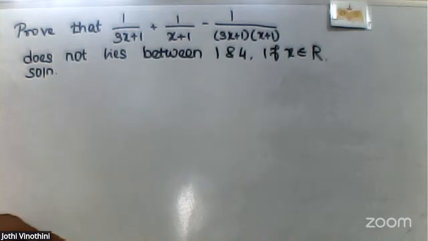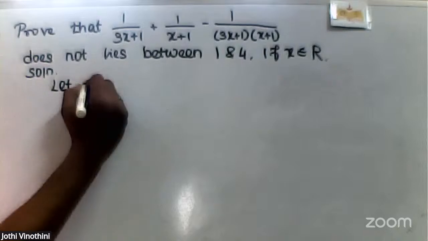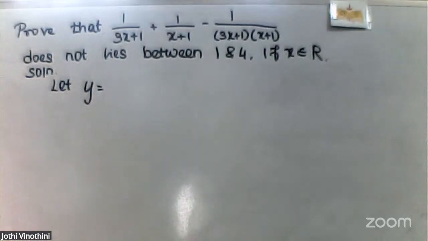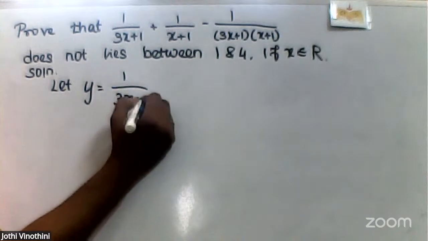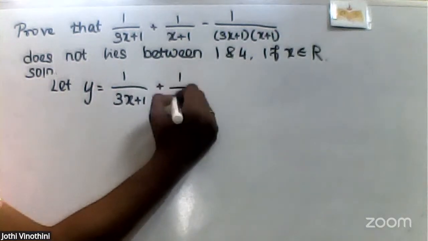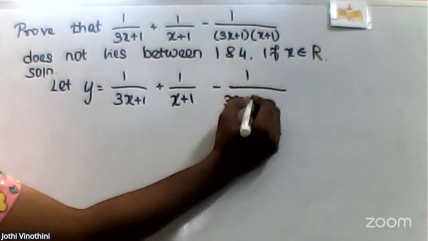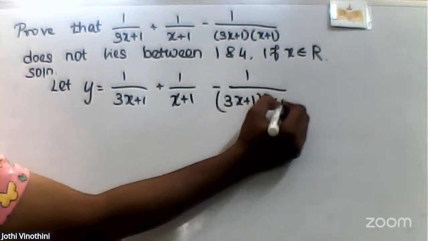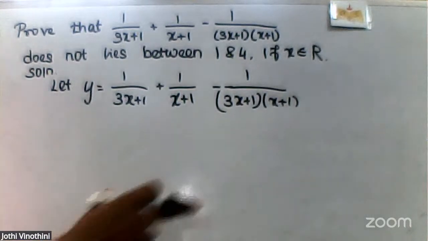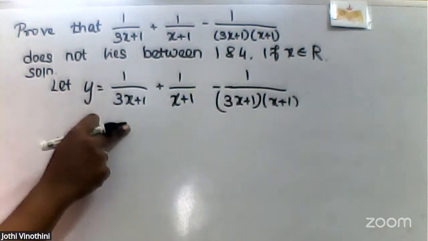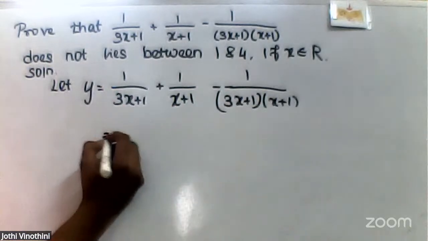Okay. So what's the first thing? While solving the sum, we are going to assume y equals the entire term. So what is the term? 1 divided by 3x plus 1 plus 1 divided by x plus 1 minus 1 divided by (3x plus 1) multiplied by (x plus 1). Right. So I am going to take a common LCM, a common denominator.